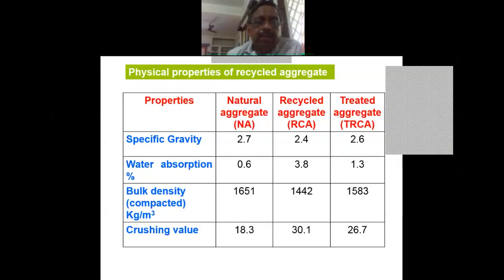So you see the properties; natural aggregate has them, and RCA will have them too. By treating or removing some of the mortar, you can improve the specific gravity, and water absorption is also reduced. Your bulk density and crushing strength can also be improved, depending on how much mortar you are removing. So this variation in properties you have to take care of in the mix designs. Otherwise it will cause problems with properties.